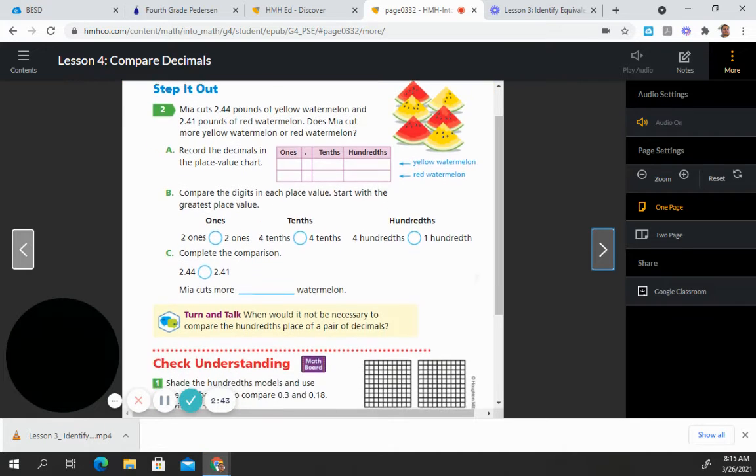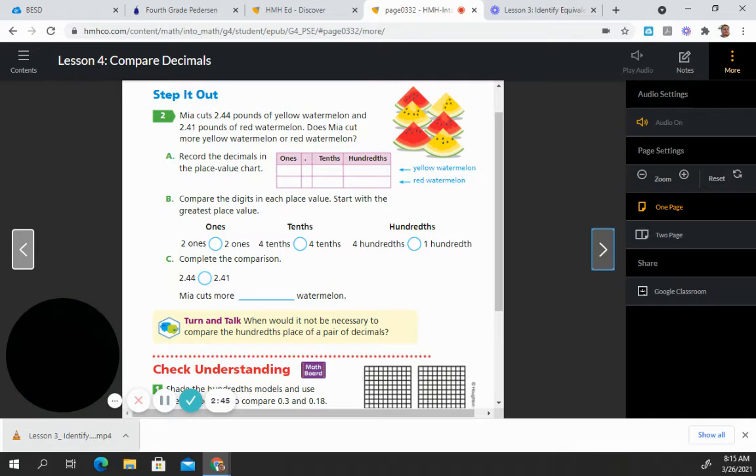Okay, guys, now we're going to be looking at some watermelon. So Maya cuts 2 and, let's read this together. Make sure you're reading this out loud. If you're at home, you should be reading all this out loud with me. Mia cuts 2 and 44 hundredths pounds of yellow watermelon and 2 and 41 hundredths pounds of red watermelon. Does Mia cut more yellow watermelon or red watermelon? Let's record it in a place value chart.